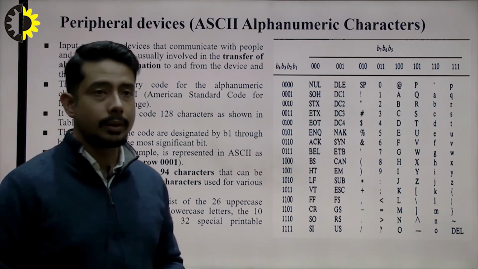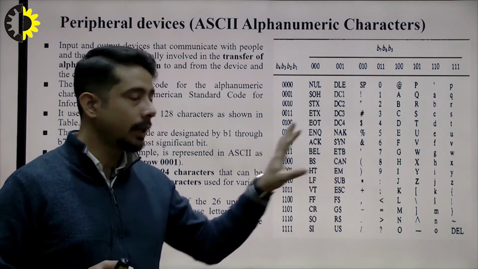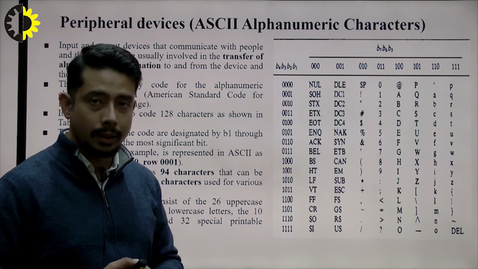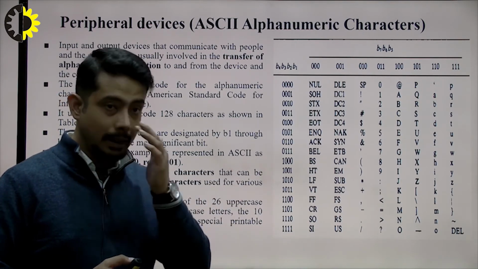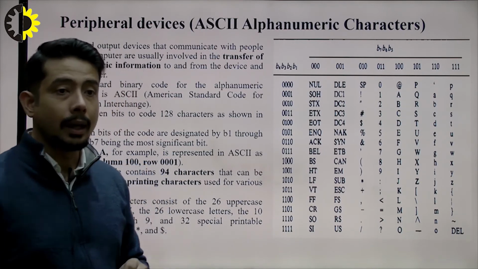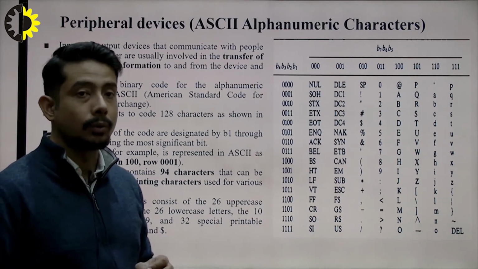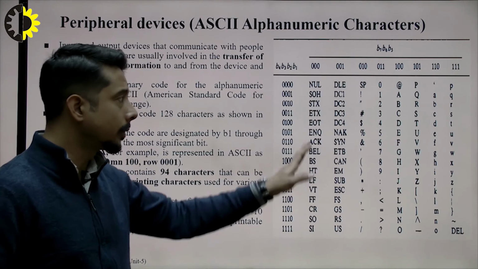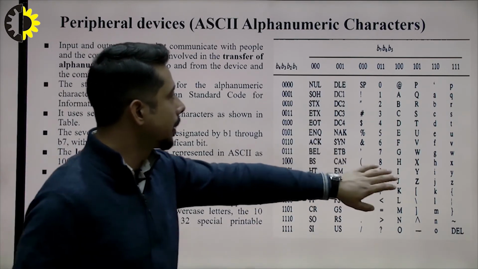Okay, so this is what you have got, an idea of how the standard has been maintained and how many characters are being used. That is 128 characters, out of which 94 characters are mainly used for printing, and 34 non-printing characters are used as control functions. Okay, and those are all designated in 000 and 001.